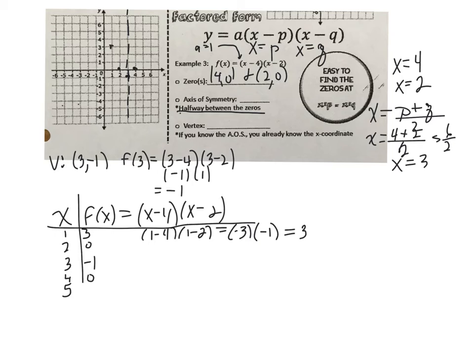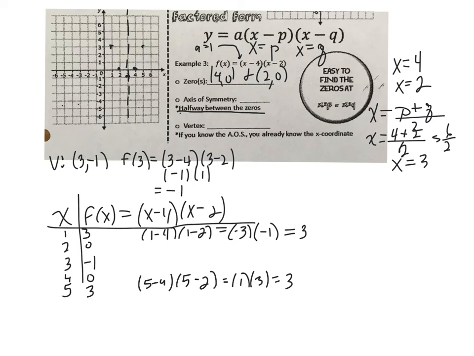And then I'm going to plug 5 in. I should get the same value because if I mirror that across, notice I'm at over 5 up 3. I should get 3 for the y value when I plug 5 in. Let's see if that happens. So 5 minus 4 times 5 minus 2. 5 minus 4 is 1, times 5 minus 2 is 3. And 1 times 3 is 3. So over 5 up 3, and I have a parabola opening up like it's supposed to.